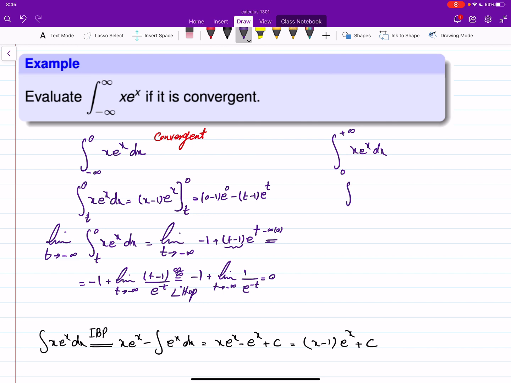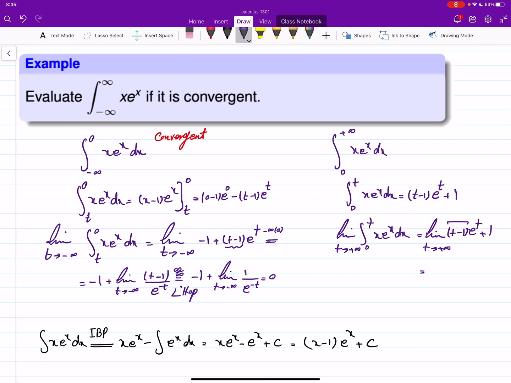The same kind of work goes on the second one. And we get (t minus 1) e to the power t minus (negative 1), which is plus 1. Yes. And then when we find the limit of the integral from 0 to t of x e to the power x dx as t goes to plus infinity, this is the same thing as the limit of (t minus 1) e to the power t plus 1 as t goes to plus infinity. See, t minus 1 goes to plus infinity, times e to the power t goes to plus infinity. So two big positive numbers multiply, you get a positive number, and that will be positive infinity. What does it mean? It means that the limit does not exist, and as a result, this limit is divergent.